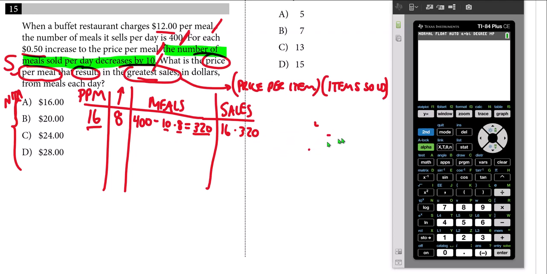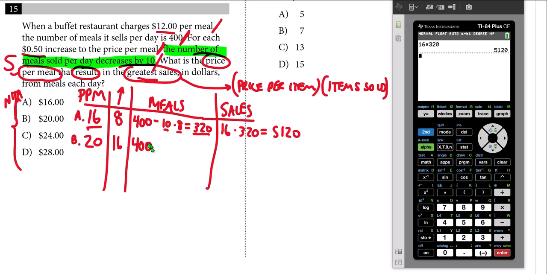16 times 320 in the calculator gives me sales of $5,120. So remember, I'm looking for the price per meal that gives me the greatest sales. I don't know yet whether this $5,120 is the greatest sales, which means, again, I'm going to have to keep going here. So I go to $20, which is answer choice B. This was answer choice A. This is answer choice B. $20, that's an $8 increase from 12 to 20, which means 16 50-cent increases.